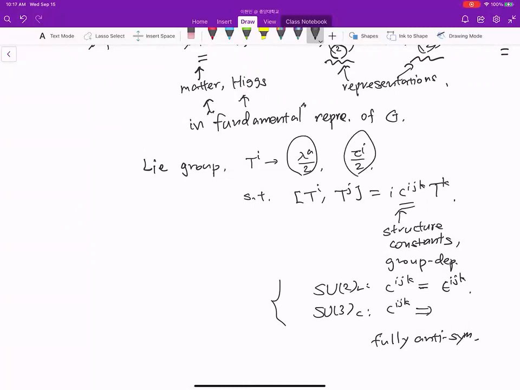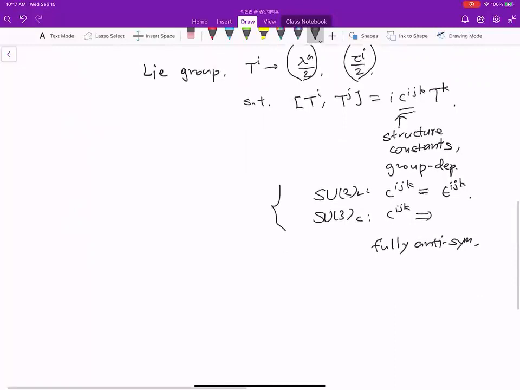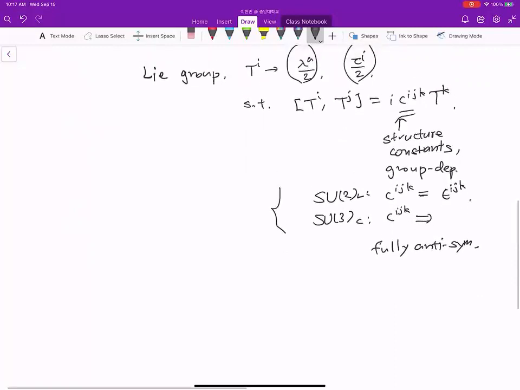Sorry, not the gamma matrix, the Gell-Mann matrix is more explicit. In the case of SU2, let me give you a simple representation, the form of the representation.